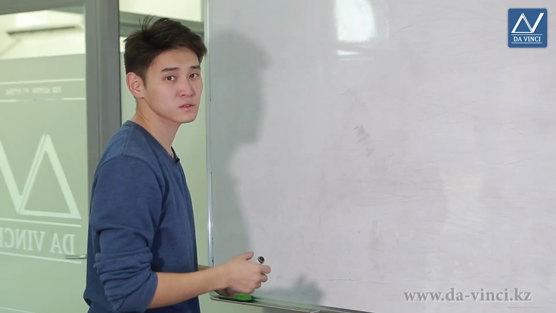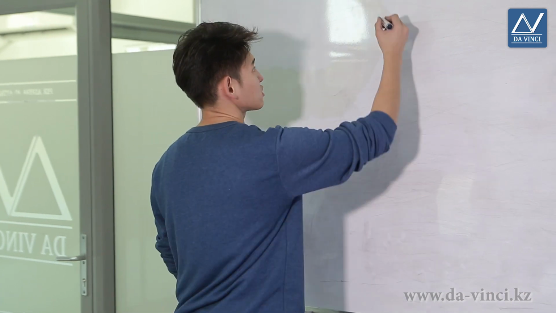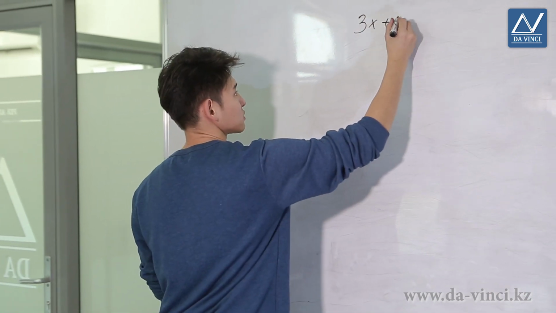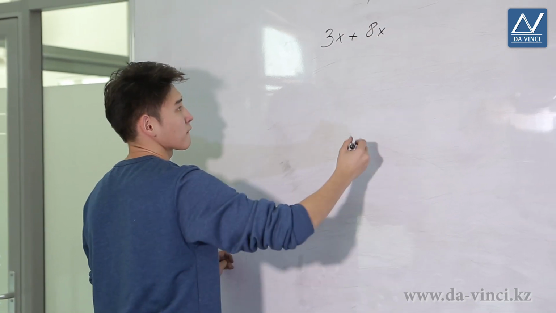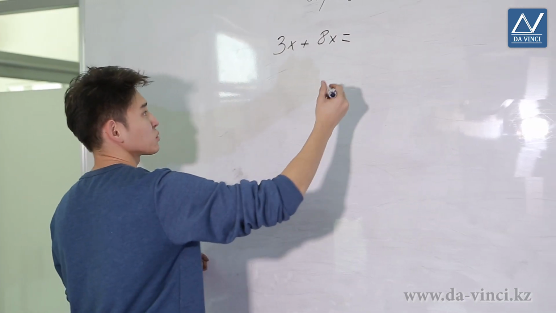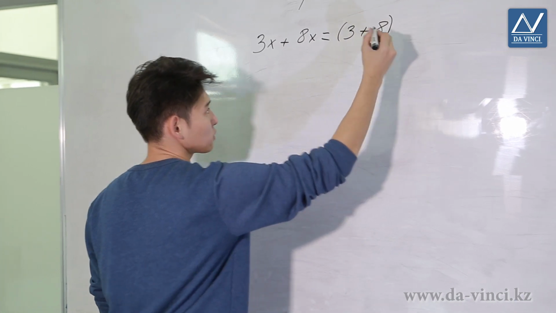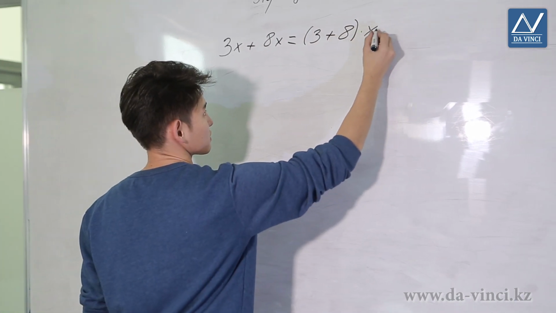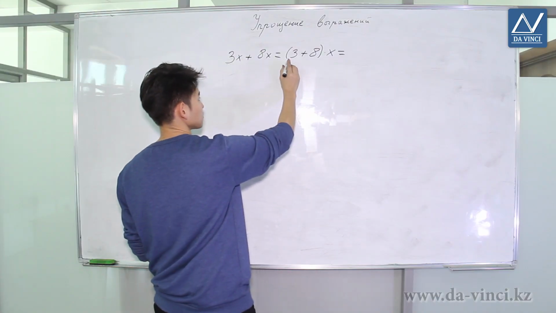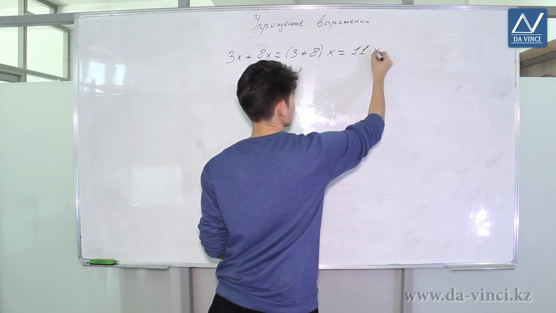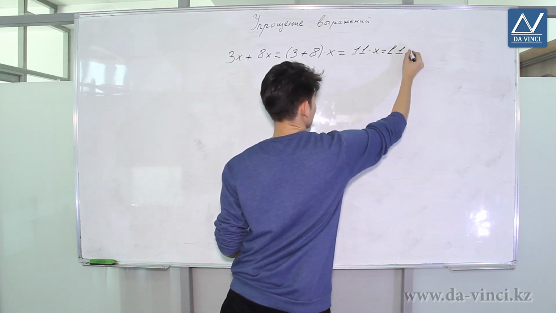Let's now try to use this property to make our math problems easier. Let's consider such an example, 3x plus 8x. The first property is used, so we can write it as 3 plus 8, and only then multiply by x. That is, what will be equal to 3 plus 8? This gives us 11 times x, that is 11x.